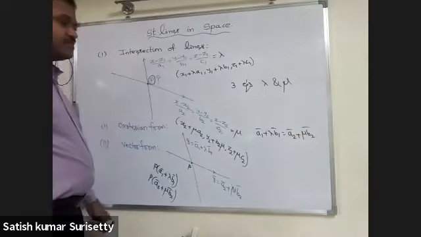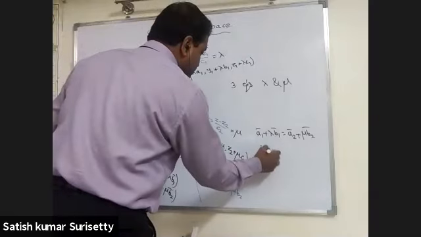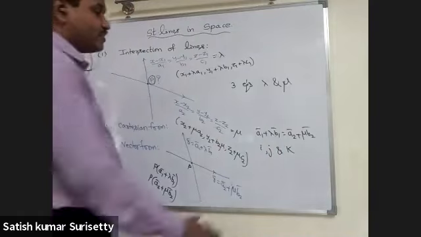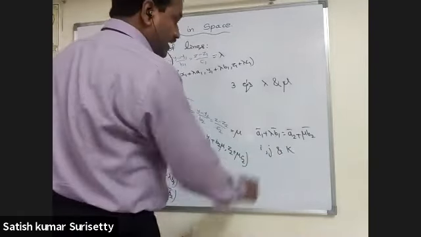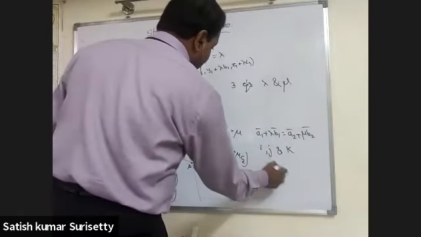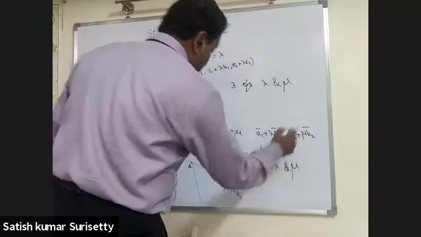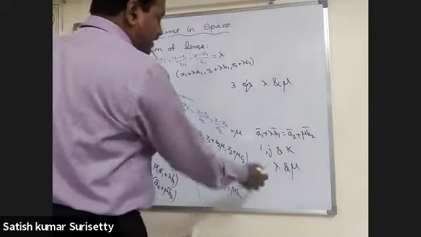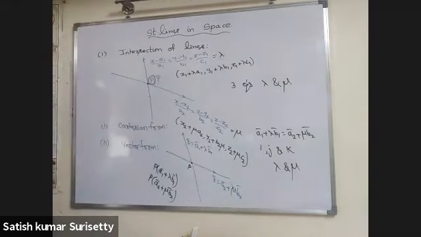After that, group the terms of i, j and k and equate the coefficients of i, j, k. Then again you will get equations in lambda and mu. Solve any two equations and substitute in the third. If it satisfies, then the lines intersect. If it does not satisfy, then the lines do not intersect.